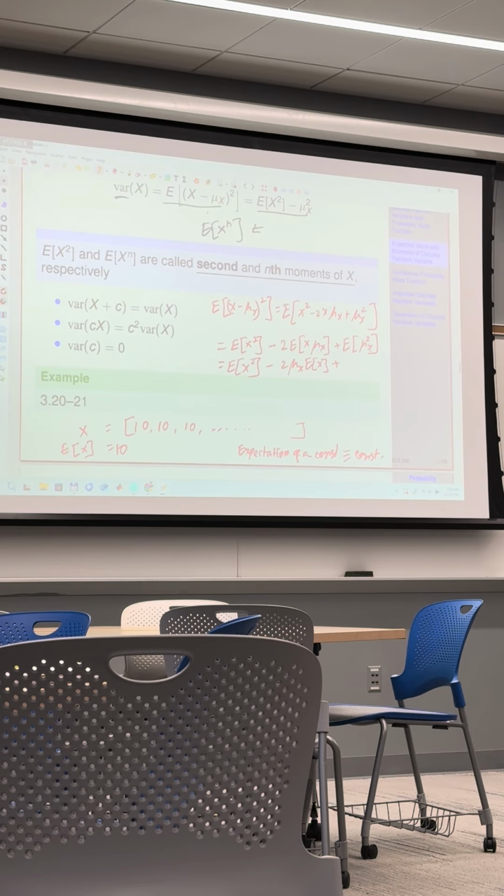Mu sub x is a constant, so its square is also a constant. Therefore expectation of a constant square is also a constant. So therefore you get mu sub x squared.